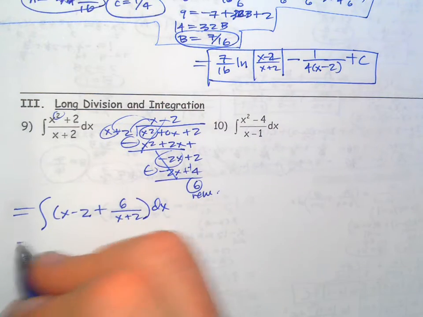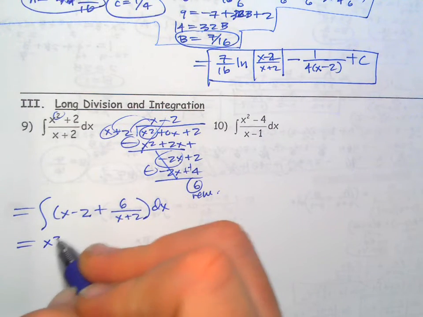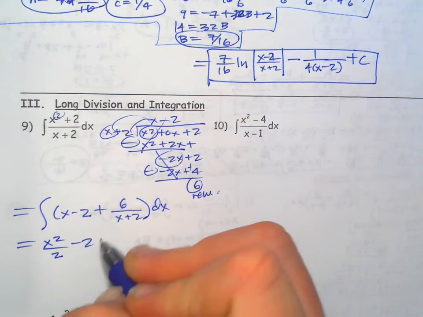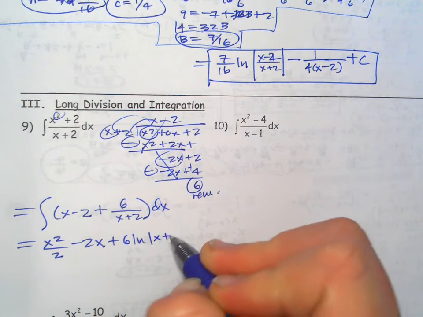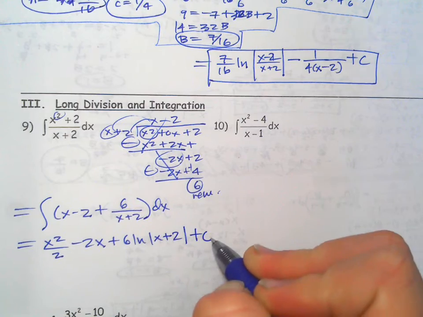And now we can integrate it. So it's going to be x squared over 2 minus 2x plus 6 natural log of the absolute value of x plus 2 plus c.